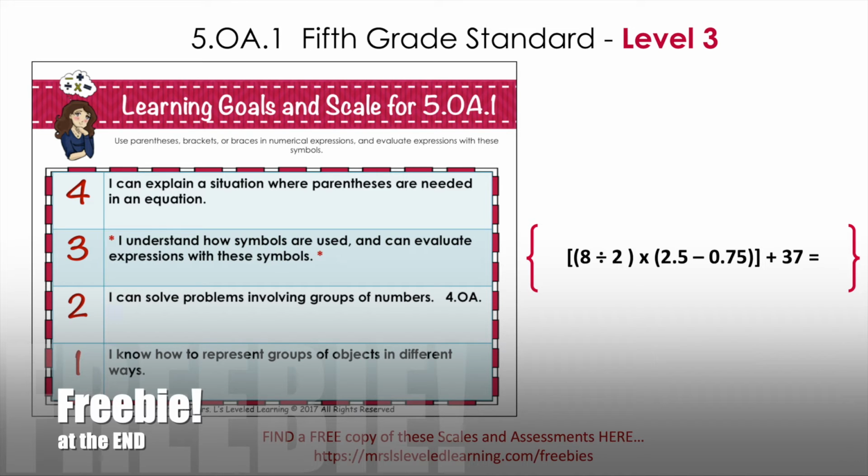8 divided by 2 in parentheses, so that's one group, times 2.5 minus 75/100 in parentheses, so that's another group, inside brackets. So what do they do with that? Plus 37. How many operations are in this problem? Your students would identify that there's 4 different operations, all 4 operations, and then they'd have to think about what to do first, second, third, and fourth.